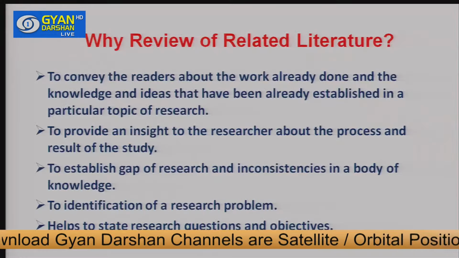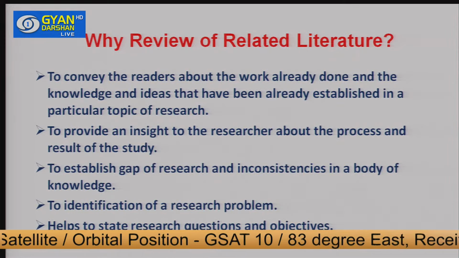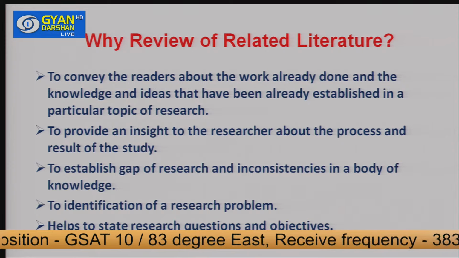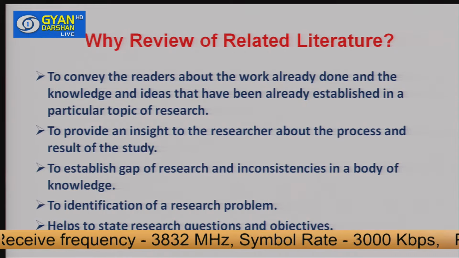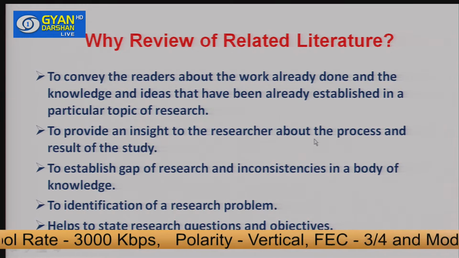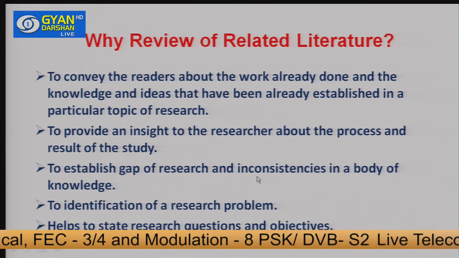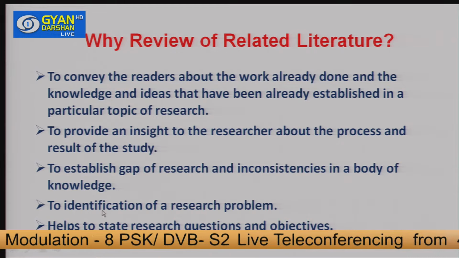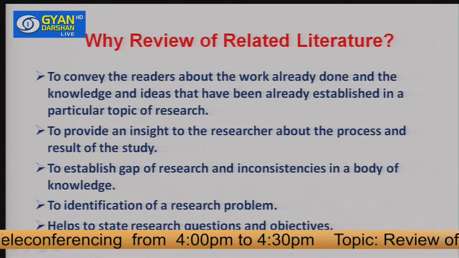Now let me further go through how review of related literature helps in selecting a research problem. Very briefly, let me touch upon the points, the very relevance of the review of related literature. It conveys to the readers the work already done and the knowledge and ideas that have already been established in a particular topic of research. Then it provides an insight to the researcher about the process and result of the study. Then to establish the gap of research and inconsistencies in a body of knowledge. Then to identify a research problem. Then it also helps to state research questions and objectives.